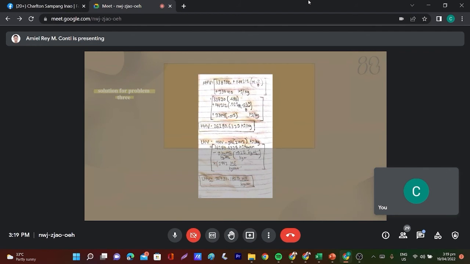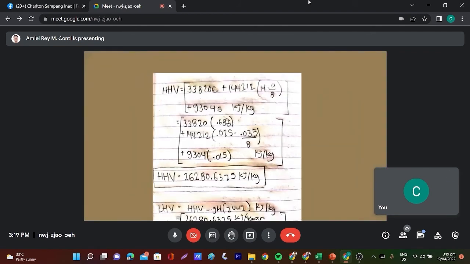Focus muna tayo sa pagkuha ng higher heating value. So, sinabi kanina sa to ang formula: 33,820 times carbon plus 144,212 times the hydrogen minus oxygen over 8 plus 9,304 times sulfur, kilojoule per kilogram as the unit. Then, nakasaad sa given, i-insert lang natin yung mga values ni carbon, ni hydrogen, ni oxygen. Ang given is in percentage, so i-convert pa natin siya as whole number.